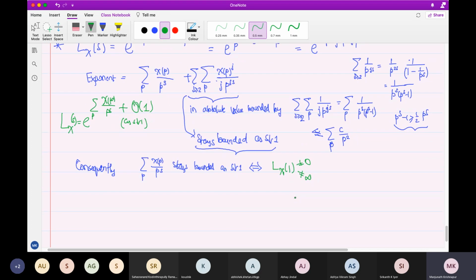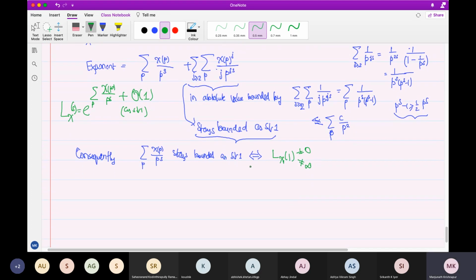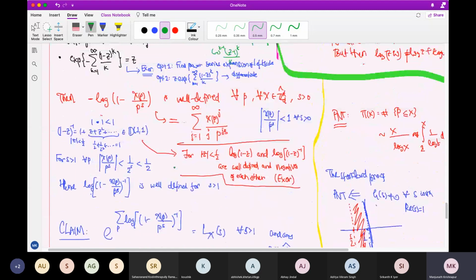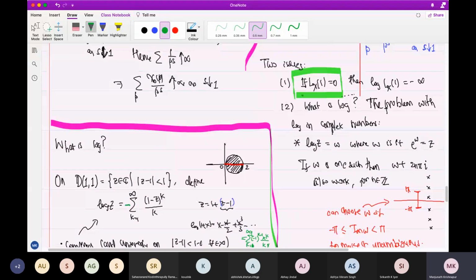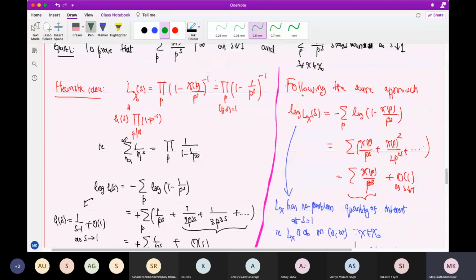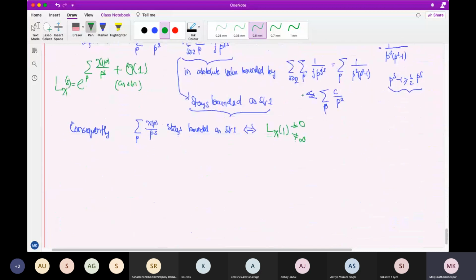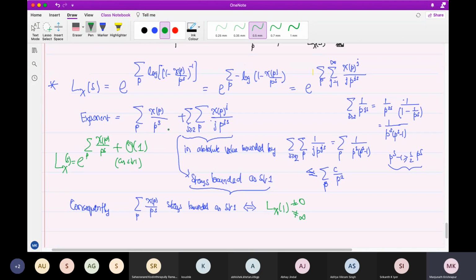Okay, is that okay? So this is equivalent to that. This is the key thing I wanted to deduce here, right? And now with the application of logarithm, I have managed to relate the divergence or non-divergence of the sum of chi p over p to the s to the vanishing or non-vanishing of L chi of 1. We know that this doesn't happen. Anyway, this is ruled out.